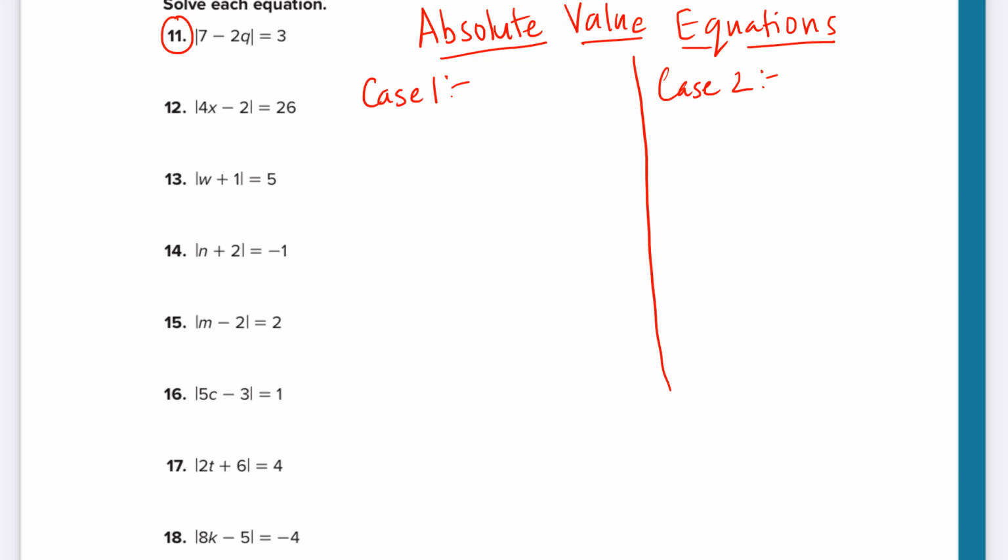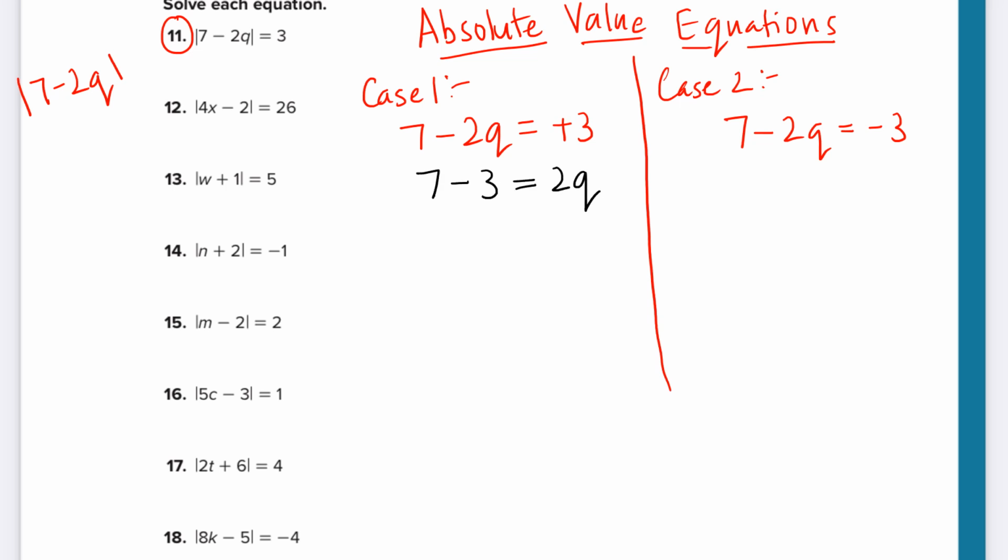So first thing, you will take this 7 minus 2q is inside the absolute value symbol. These two bars denote the absolute value. So in case 1, 7 minus 2q is positive, which is plus 3. In case 2, 7 minus 2q is negative, minus 3. So solve this for variable q. So 7 minus 3 is 2q. I move 2q on the other side. So this is 4 is equal to 2q. Divide by 2 both sides. And your q comes out to be 2.